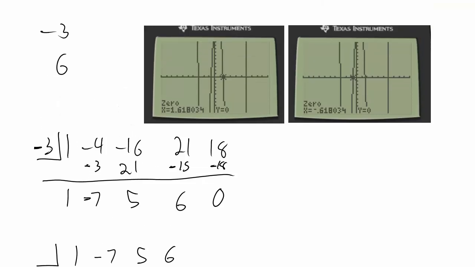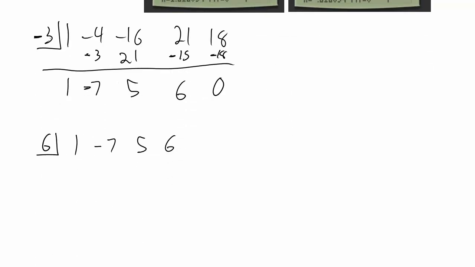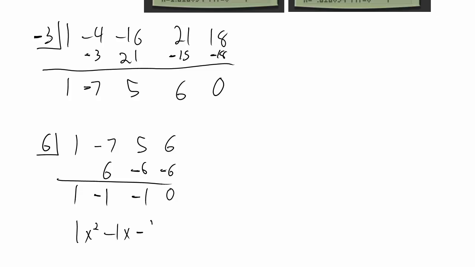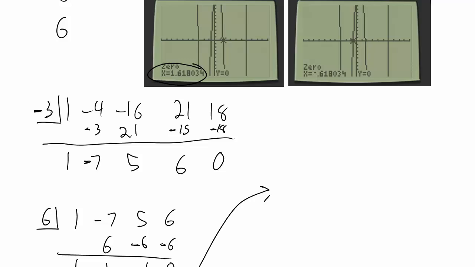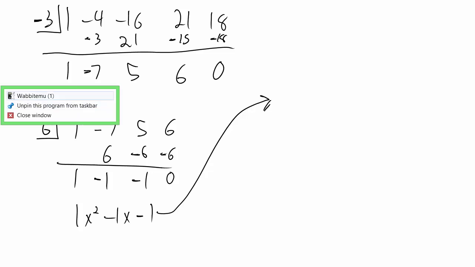Well, now let's divide out the other known 0, which is 6. So drop the 1, multiply 6, and then add that. You get -1, actually. Then you multiply here, you get -6. Add that, get -1. Multiply, you get -6, remainder of 0. So this becomes 1x squared minus 1x minus 1. Then you take this thing and, well, how do we get these numbers right here from that? Well, you just run those into, you guessed it, quadratic formula.